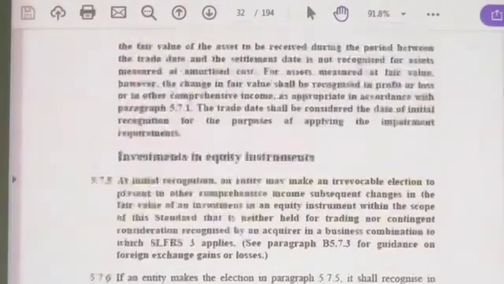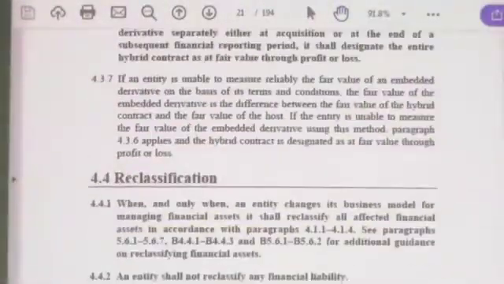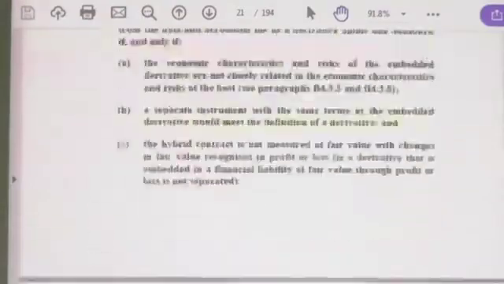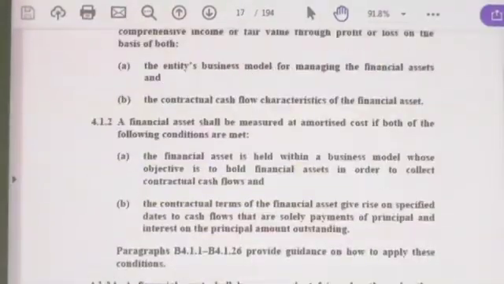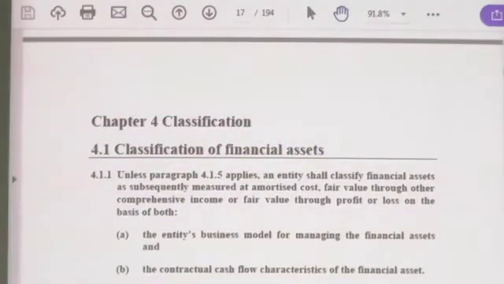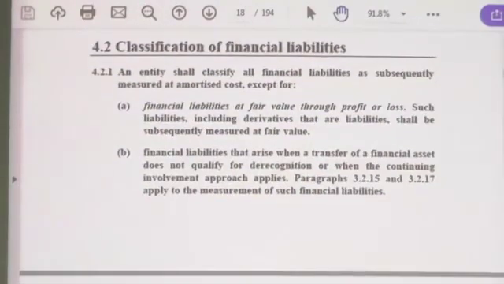Paragraph 4(1), as we discussed previously, was the classification of financial assets. Remember, paragraph 4(1), this is classification of financial asset, we highlighted. Agreed? Now we will move into classification of financial liabilities, paragraph 4(2).